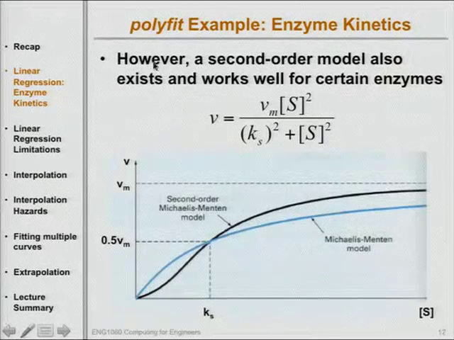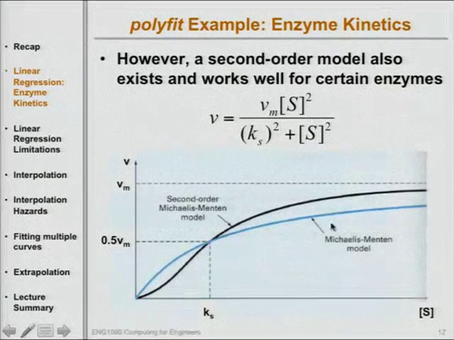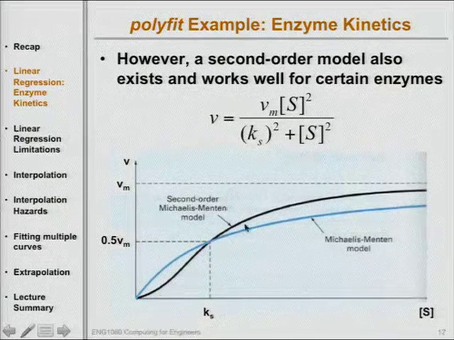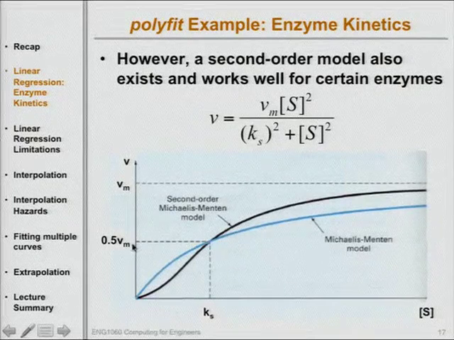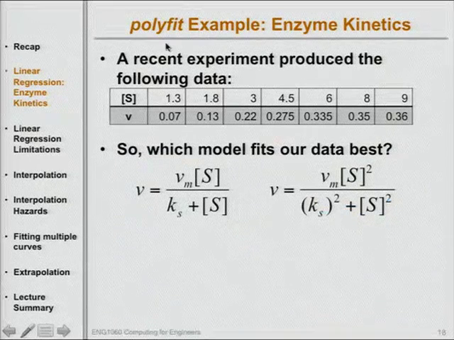There's actually another Michaelis-Menten equation. It's a 2nd order one where these things are all replaced by the square, but the coefficients mean exactly the same things. The 1st order equation looks like this blue line. This is reaction rate as a function of concentration. The black line is the 2nd order model, and they intersect at the value of Ks here, which is equal to the half maximum rate. So if we measure some data, the question is, which of these two models is going to fit our data best? We're going to use polyfit to do this.